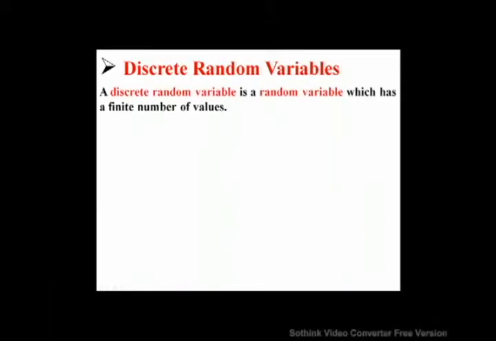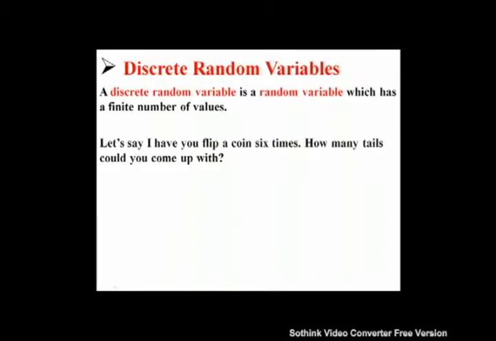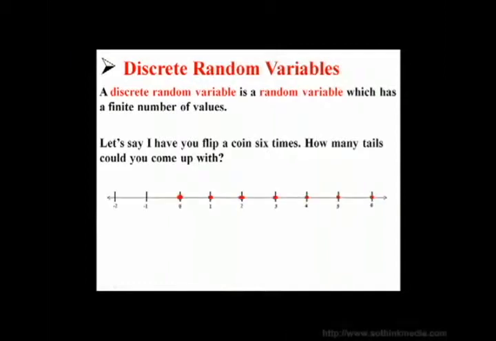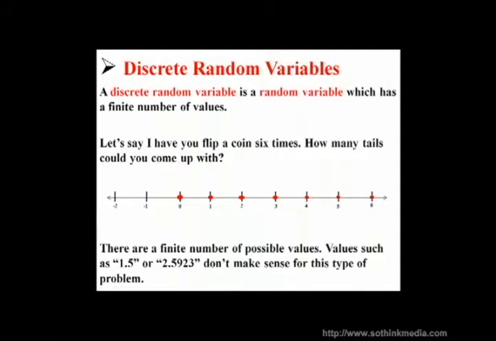So now one kind of random variable is a discrete random variable. A discrete random variable is a random variable with a finite number of values. Like for example, let's say I have you flip a coin 6 times. How many tails could you come up with? Well, you could get 0 tails, 1, 2, 3, 4, 5, or even 6 tails. You have a finite number of values. You couldn't get something like 1.5 or 2.5923 because it doesn't make sense in this kind of problem.